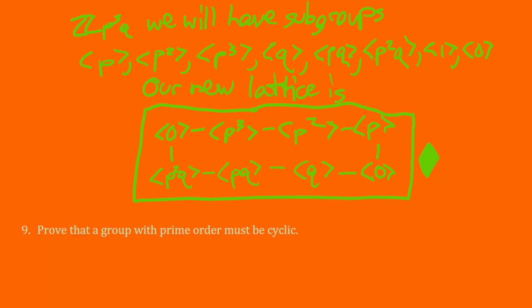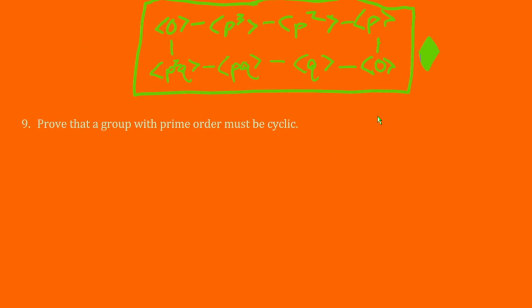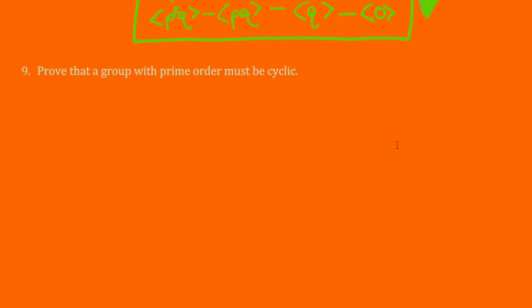All right, let's look at problem 9. For problem 9, we are asked to prove that a group with prime order must be cyclic. Well, this is going to be a pretty straightforward proof, so I'm not going to worry about writing out a proof strategy explaining what we'll do.